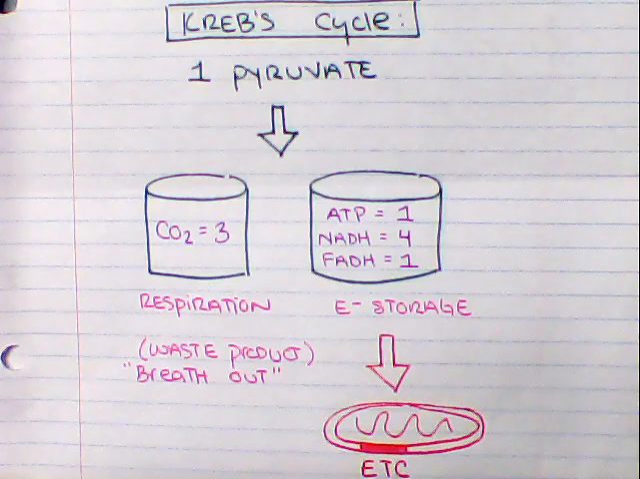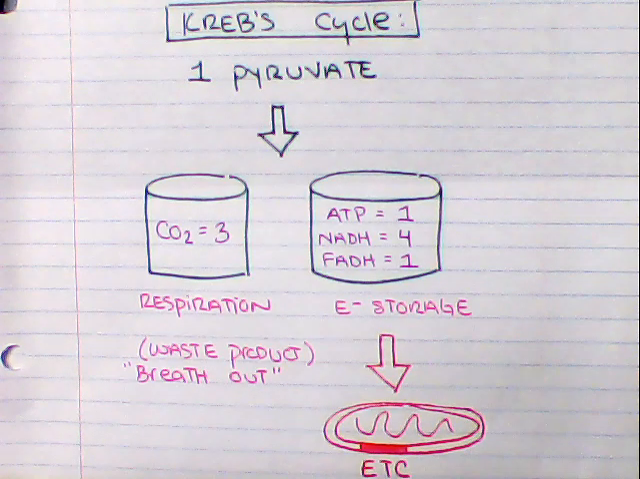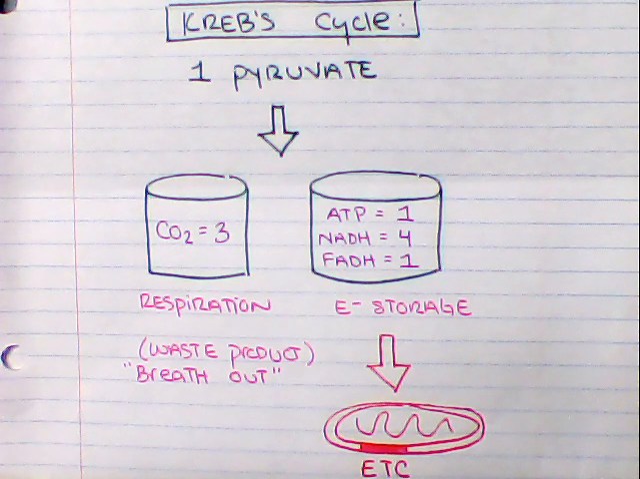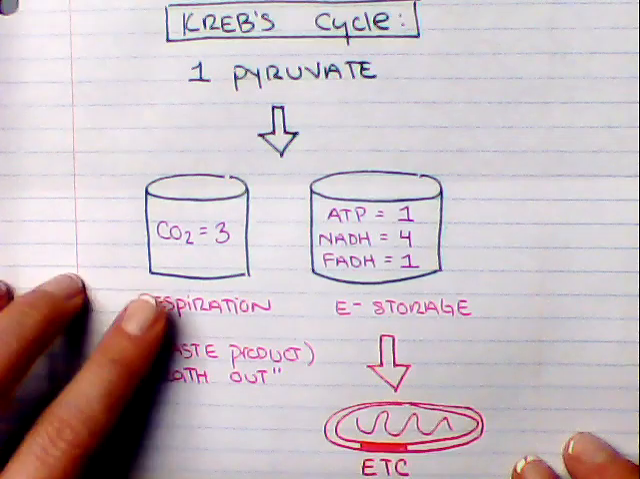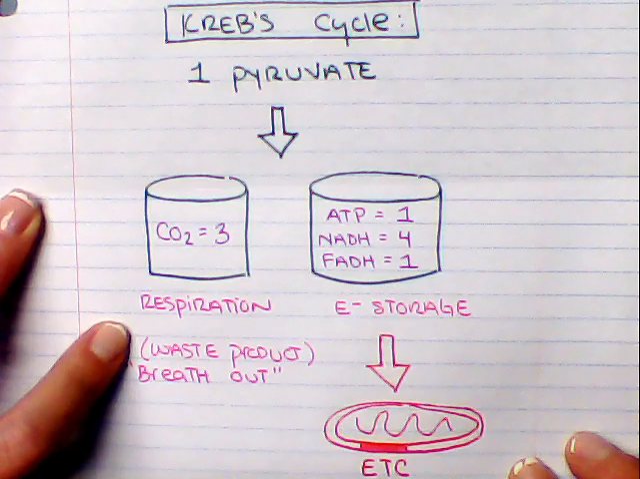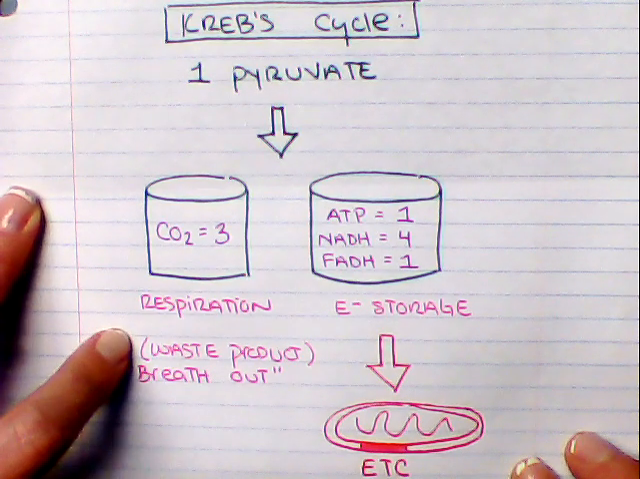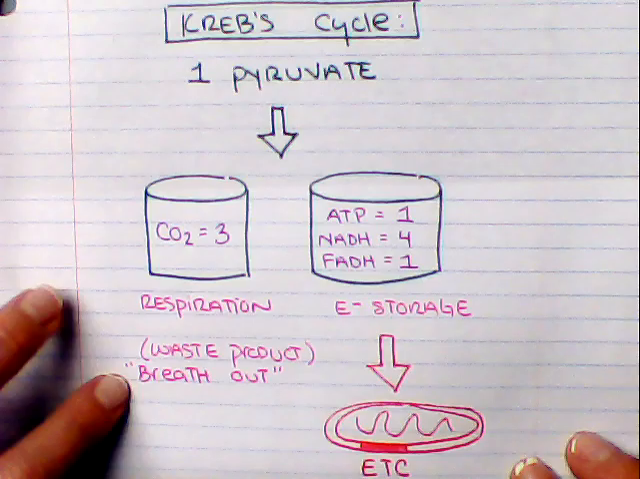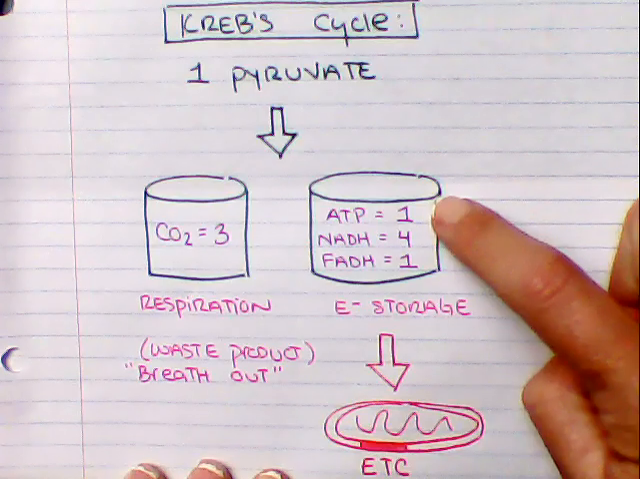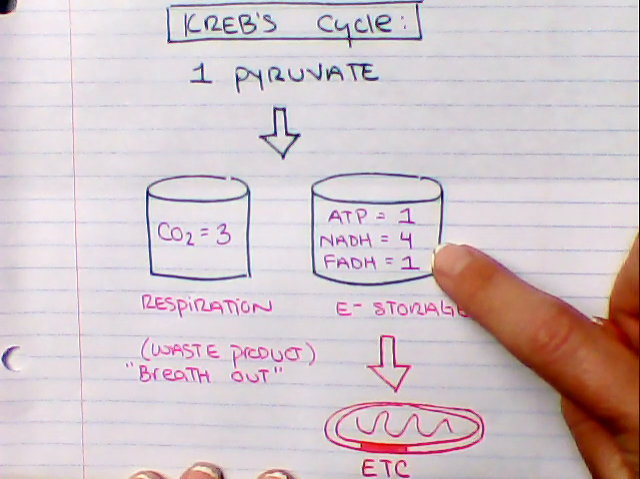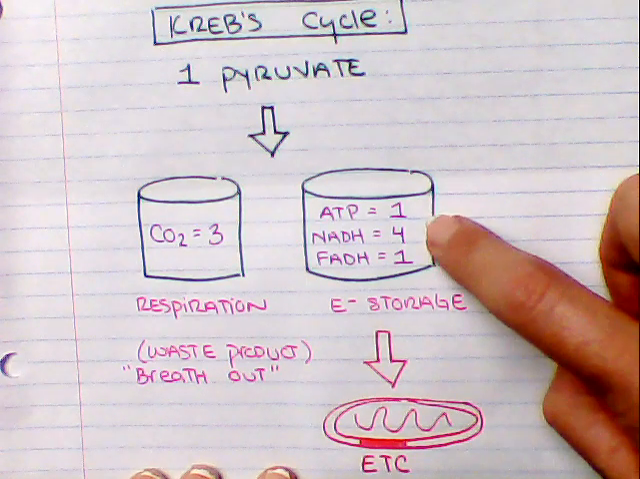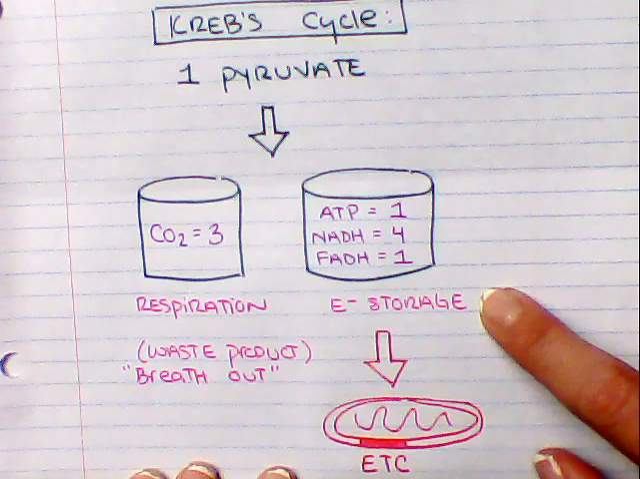Alright guys, the result of the Krebs cycle is we take our 1 pyruvate, rip it to shreds, and what we end up getting out of it is 3 carbon dioxide molecules. This is actually a waste product of cell respiration, aka aerobic respiration, and this is what we breathe out. So this is your waste product, 3 CO2. The ATP, NADH, and FADH that we created by ripping apart the pyruvic acid, the citric acid, and all that fun stuff becomes what's known as electron storage.